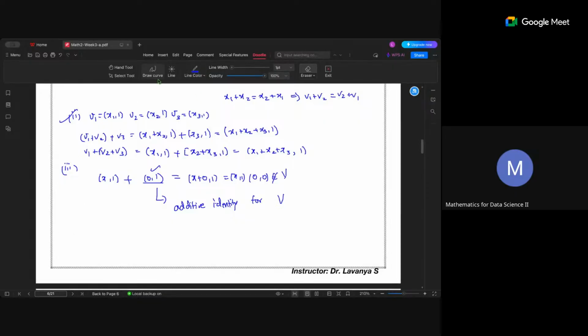So what should be the additive inverse then? What should be the additive inverse? Come on, it should be a vector in V. Minus x comma 1. Very good. So (minus x, 1) belongs to V, and this is the additive inverse for (x, 1) in V.